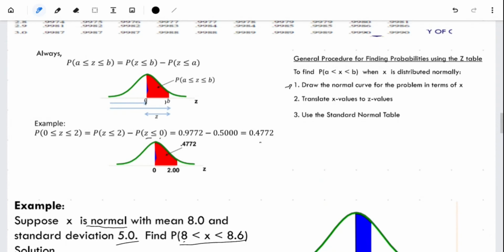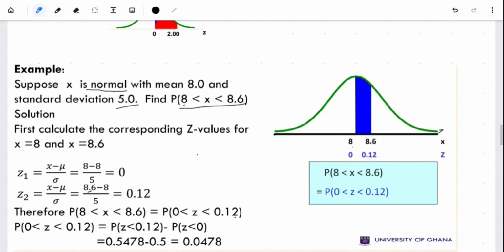So this is the first step: draw the normal curve for the problem in terms of x. When you are drawing the normal curve, you first indicate your mean, which is 8.0. What you are finding is the values between 8 and 8.6. So we indicate the 8, which is already our mean, and then we indicate the next x value, which is 8.6, and label it x.